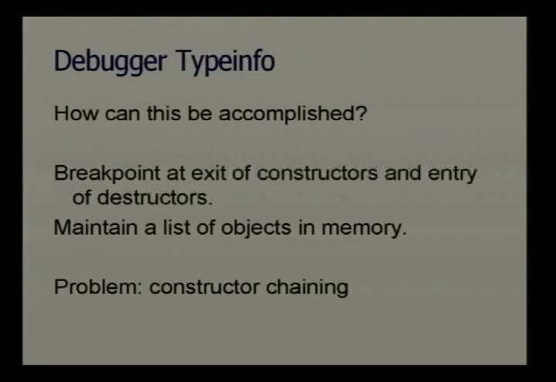Now, this is the first one I thought of. And there's some problems with this because there's constructor chaining. If you have inheritance, right, you have a base class and you have another class inheriting from it, this constructor is going to call another constructor. You also have constructor overloading where you have multiple constructors per object. So this could get a little confusing. So there has to be another way.